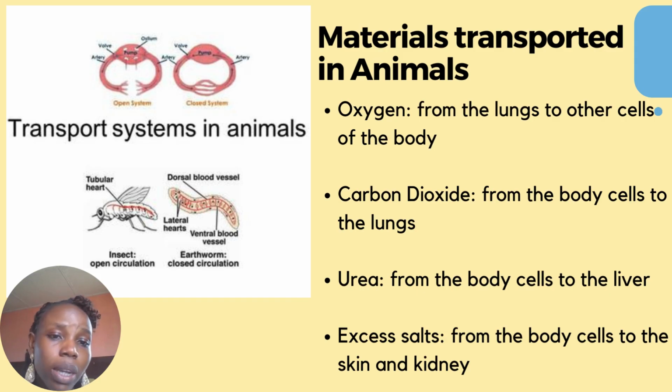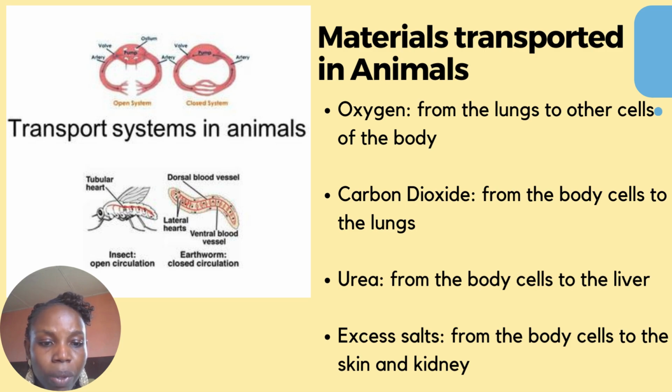Now let's take a look at the materials that are transported in animals. We have different kinds of materials that are transported. We have oxygen. Oxygen is normally transported from the lungs to other parts of the body. Then carbon dioxide is transported from the body cells to the lungs. Then we have urea. Urea is transported from the body cells to the liver and where they are removed from the body. And we also have excess salts, which are transported from the cells to where they are removed from the body.